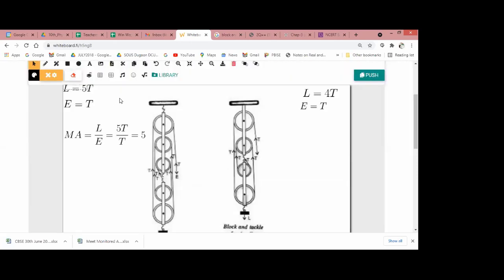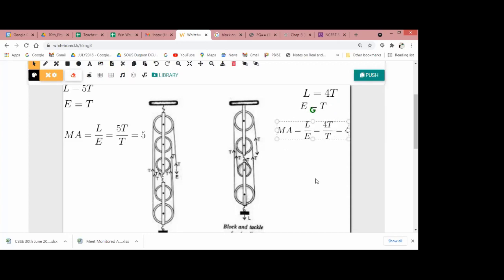So in general, how would you summarize the mechanical advantage? It is equal to the number of pulleys, correct? Yes, sir. Here the total number of pulleys is 5, so your mechanical advantage is 5. In this case, it is 4, so your mechanical advantage is 4. Correct? So this is how we calculate mechanical advantage.